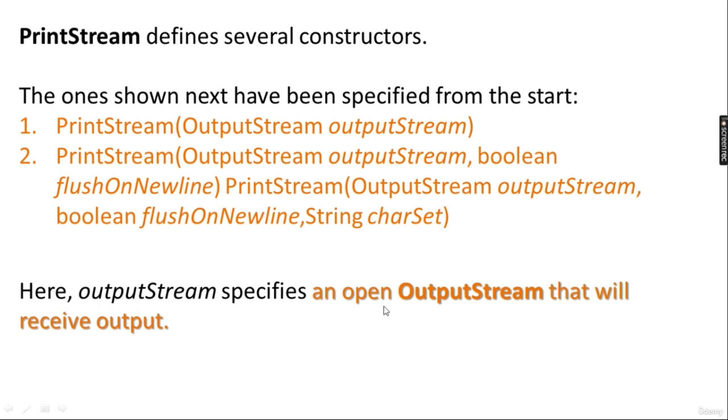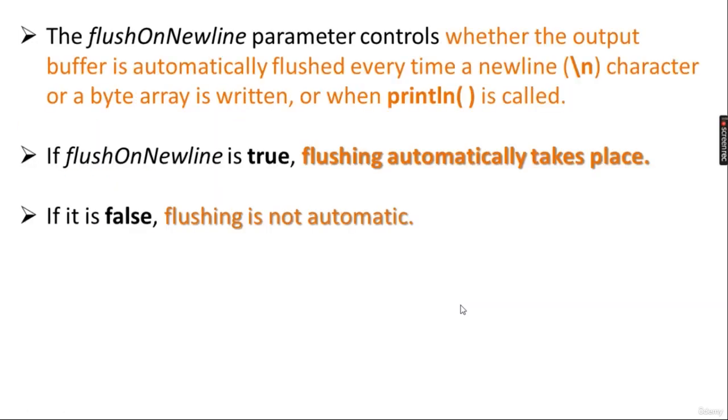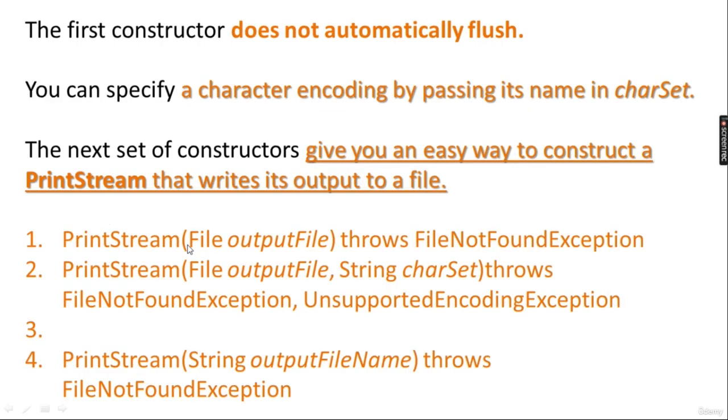Here OutputStream specifies an open output stream that will receive the output. The flush flag determines whether the output buffer is automatically flushed every time a newline character or a byte array is written, or when println is called. If it is true, flushing automatically takes place. If it is false, flushing is not automatic. The first constructor by default does not automatically flush, so you have to flush it. You can specify character encoding by passing its name in charSet.